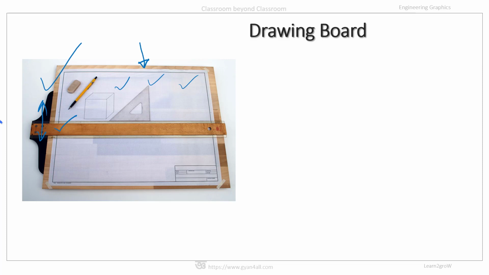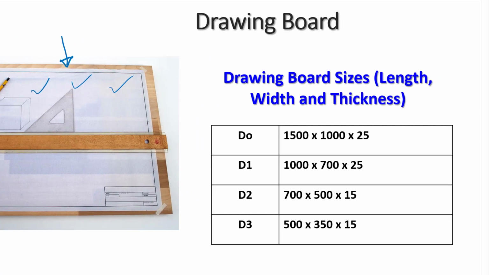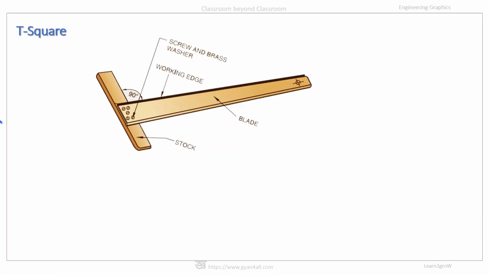There are many standard sizes of drawing board as per the International Standard Institution, and these are the designated sizes of drawing boards like D0, D1, D2 and D3. The specification is on the length, width and thickness of the drawing board. All these dimensions are in millimeter. So a D0 size drawing board means the length is 1500 millimeter, width is 1000 millimeter and thickness of the board is 25 millimeter.